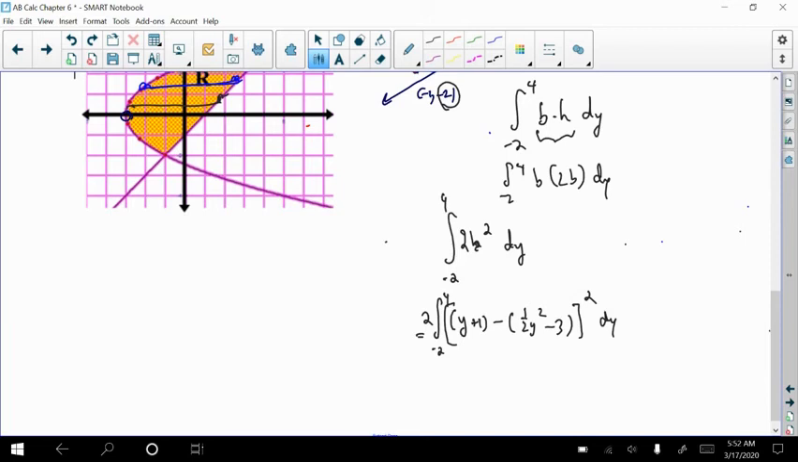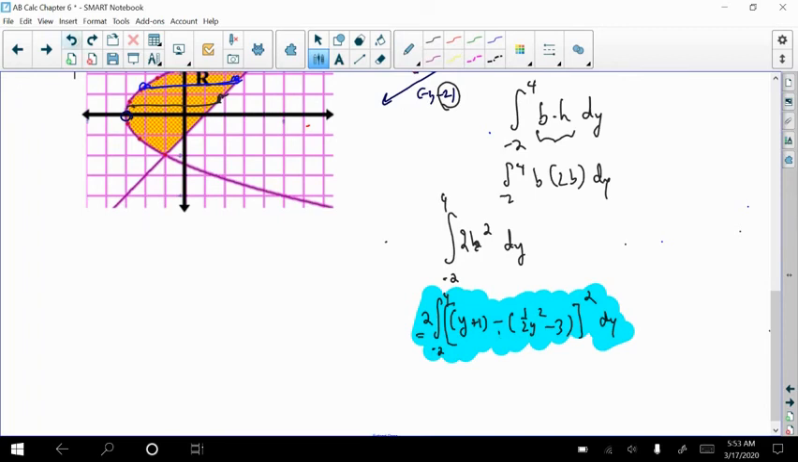Now, you could leave it like this. This is perfectly fine and acceptable on the AP exam. That would be great. You don't necessarily have to distribute that negative. If you see there's a negative here that could be distributed, you could do that. You don't have to.